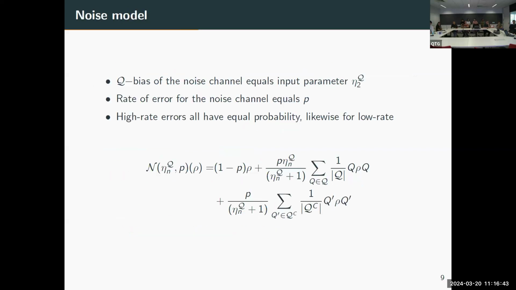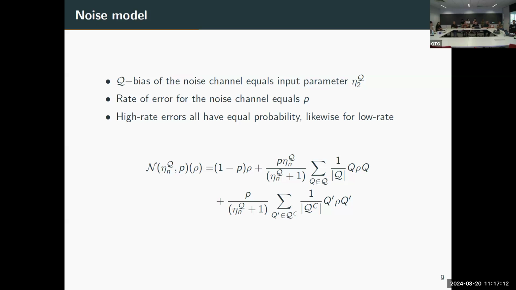And so what form do these noise models take? Essentially, what is this equation, right? This is just the Pauli noise model where the bias is this eta parameter. The probability of error is P, or the probability of no error is 1 minus P. And all high rate errors have the same probability, all low rate errors have the same probability. That's the real takeaway.